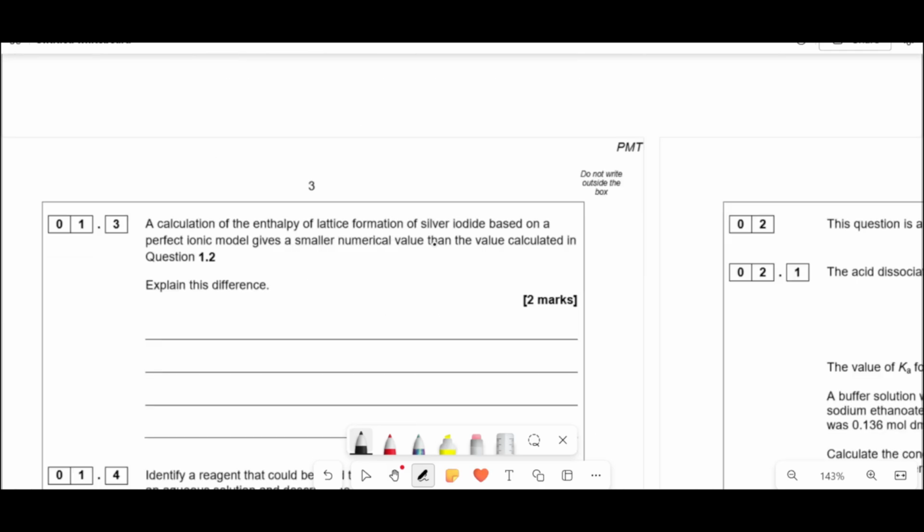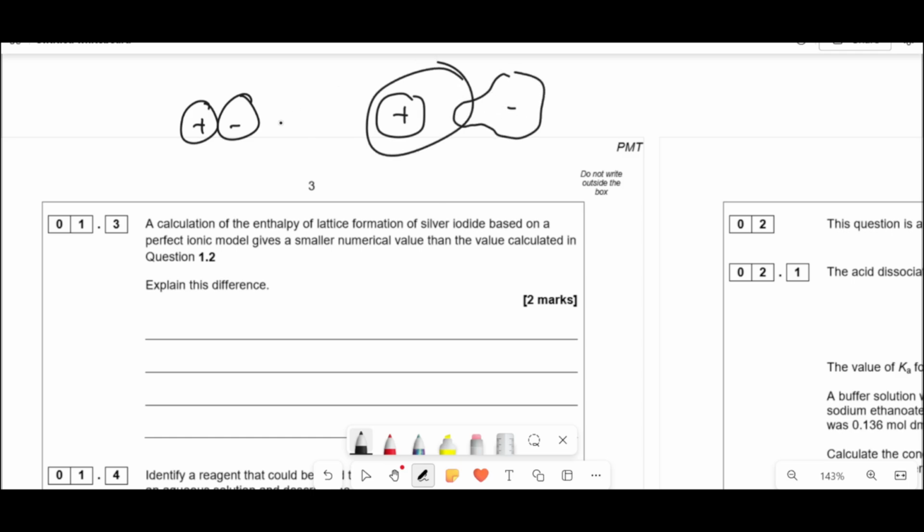A calculation of the enthalpy of lattice formation of silver iodide based on a perfect ionic model gives a smaller numerical value than the value calculated in question 1.2. Explain this difference. So a perfectly ionic model or a purely ionic model assumes that these ions are spherical and unpolarized, meaning that their charge is evenly distributed across both of them. Whereas when you have partial covalent bonding, what happens is the electrons in this negative ion are actually dragged towards the positive ion like that.